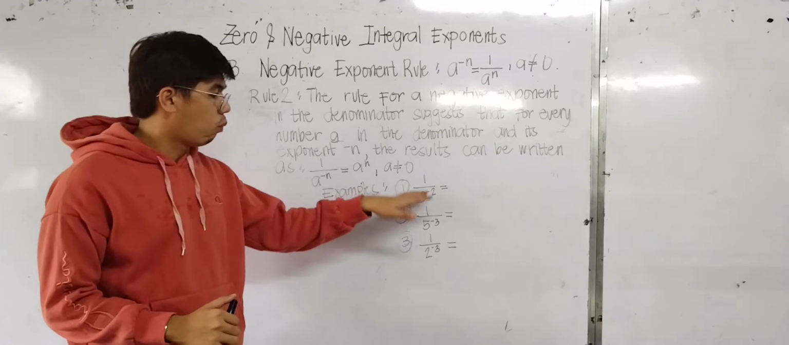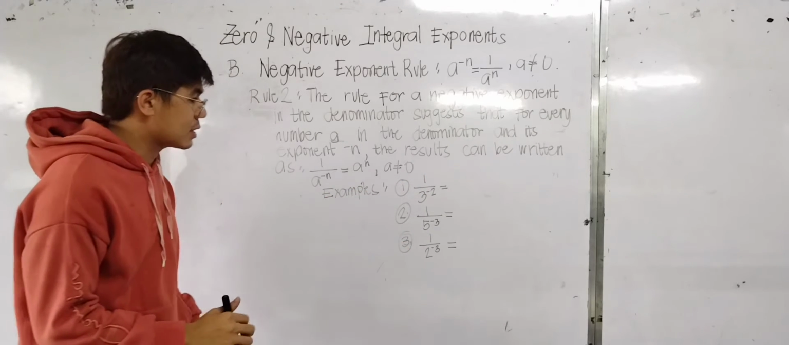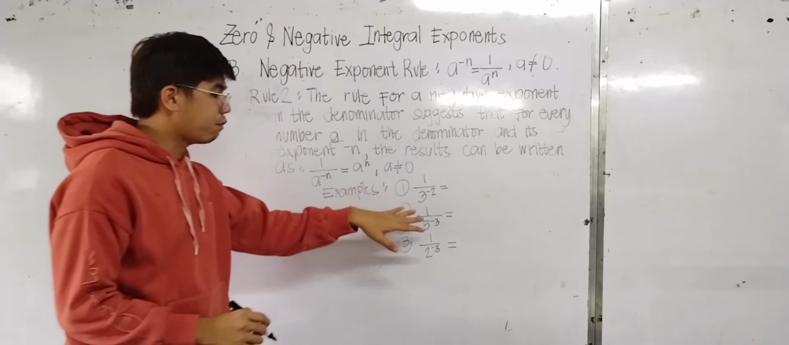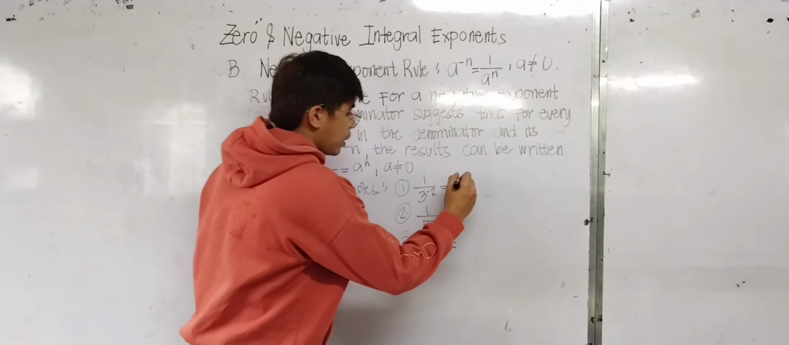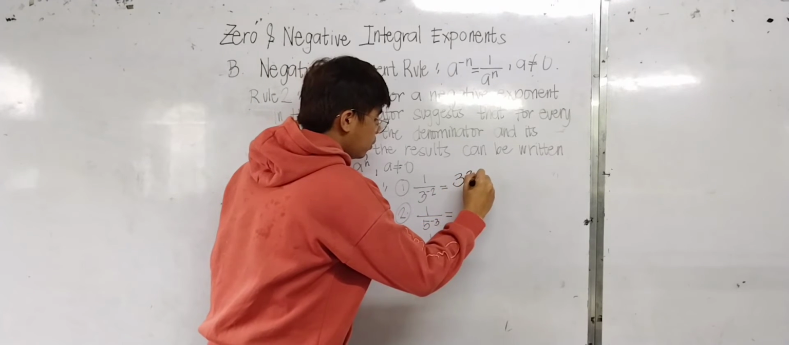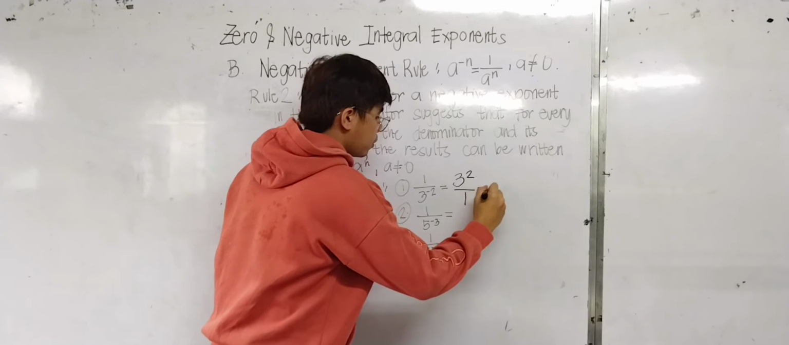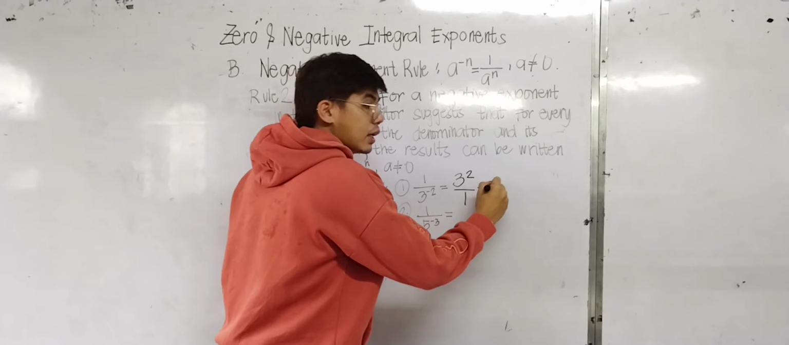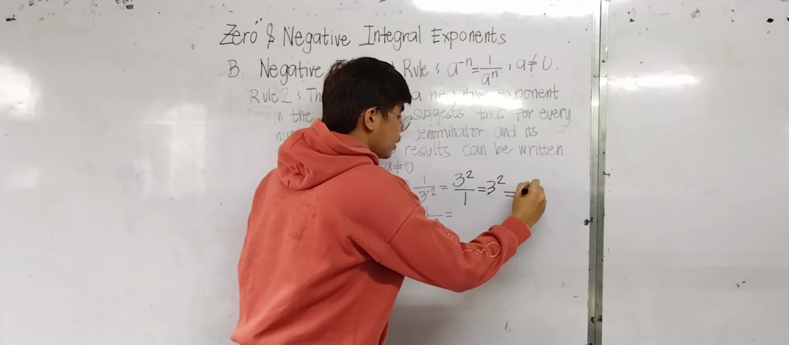So we have here 1 over 3 raised to negative 2. You need to find the reciprocal for that one. So we have here 3 raised to 2 over 1, or we have 3 raised to 2. So we have the result 9.